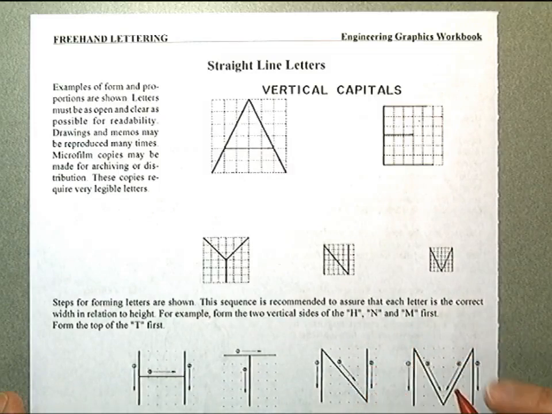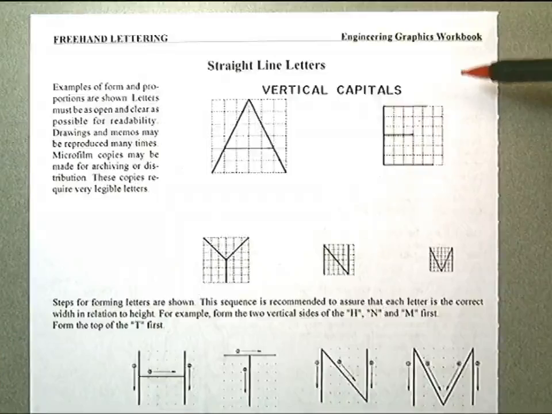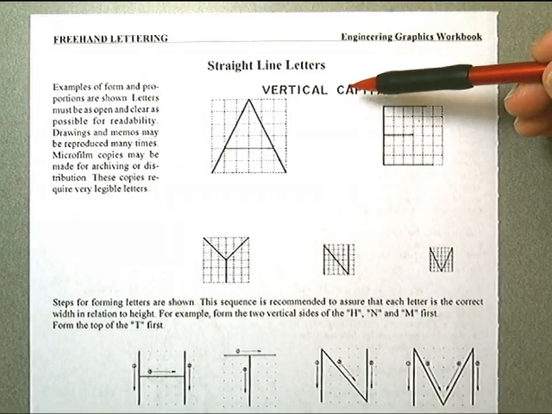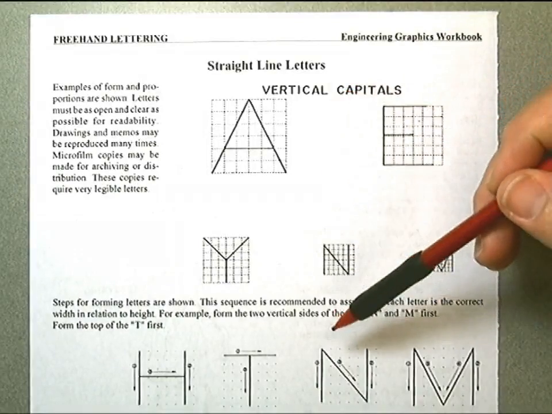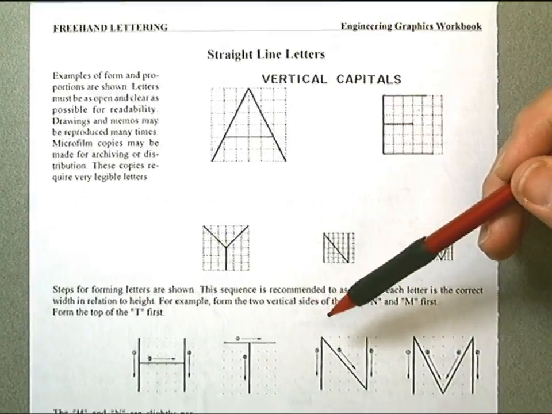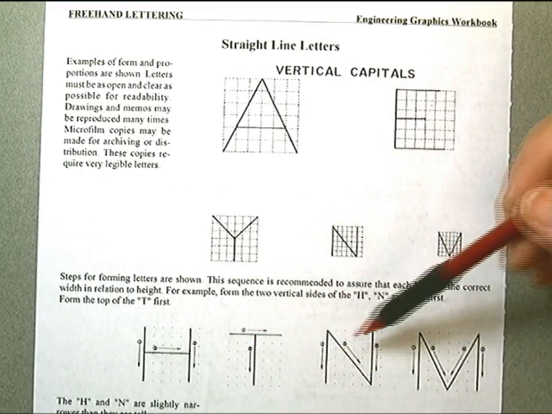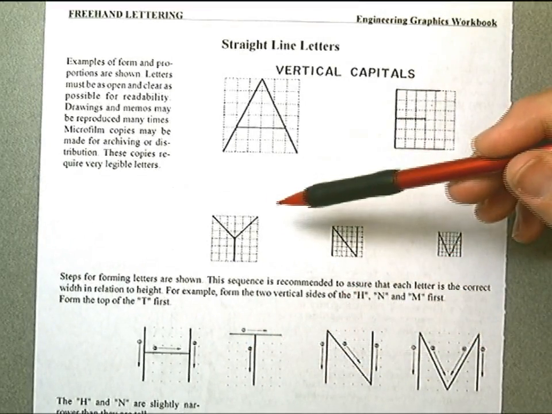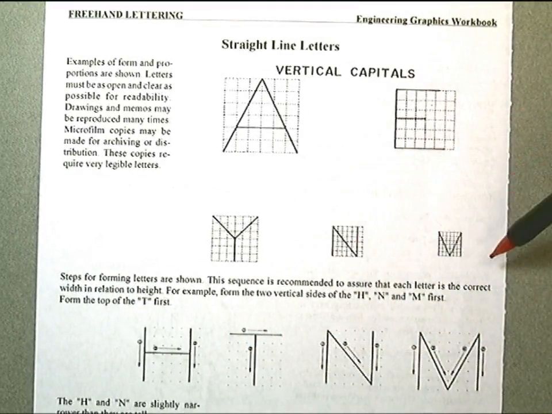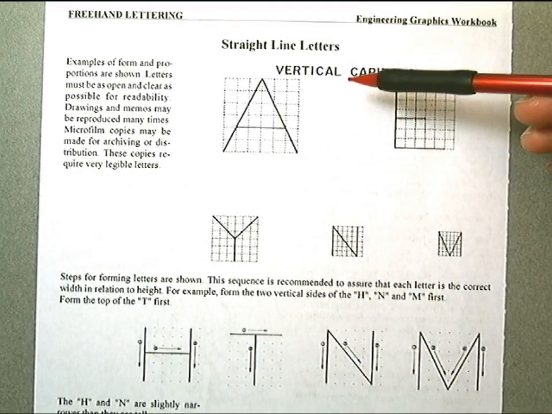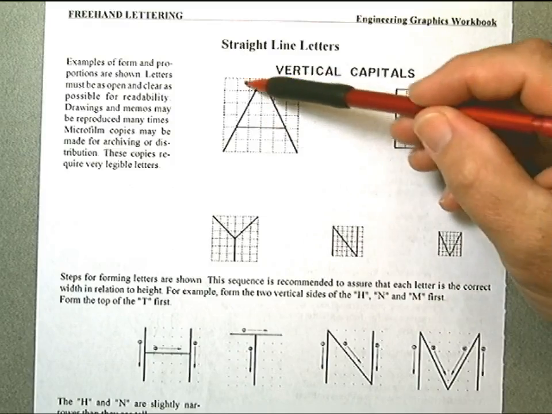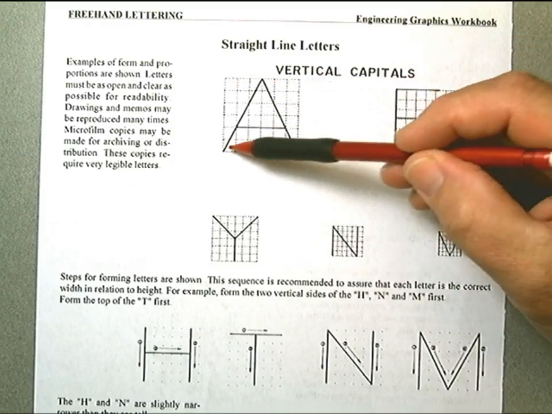Okay, moving on, we're now looking at straight line letters. The first group of straight line letters that we look at are the H, T, N, M, A, Y, N, and so forth. The E. So you can see this is a 6x6 grid.